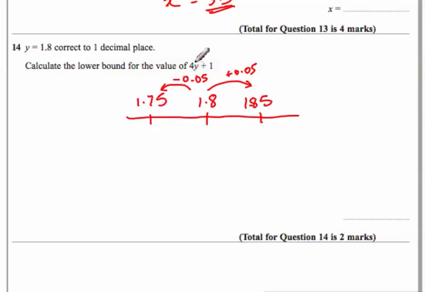Okay, now we've done that, we can hopefully answer this question. Calculate the lower bound for this, which means we've got to use the lowest possible value of y, haven't we? So we substitute this value here into that equation. So we've got 4 times 1.75 plus 1. Okay. Well, 4 times 1.75 is 7. Okay, this is 7. 7 plus 1 is 8. So the answer is 8.